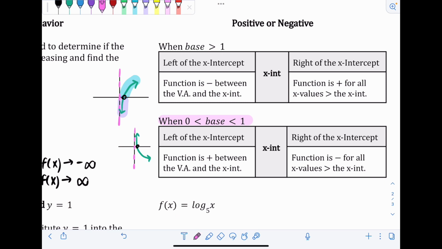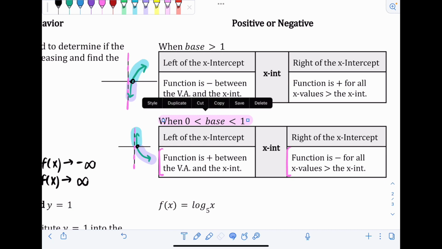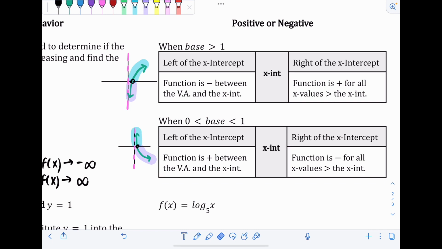So left of the x-intercept, the function is positive between the vertical asymptote and the x-intercept. That's this section of the graph. And then on the right of the x-intercept, the function is negative for all the x values that are greater than the x-intercept. So that's saying everywhere to the right of the x-intercept, the function is negative. And that's going to be true every time the base is greater than 1, it'll have this same structure of the graph. And anytime the base is between 0 and 1, it would have that same structure as that bottom graph. Okay, so I would definitely save these tables and use them to refer back to.